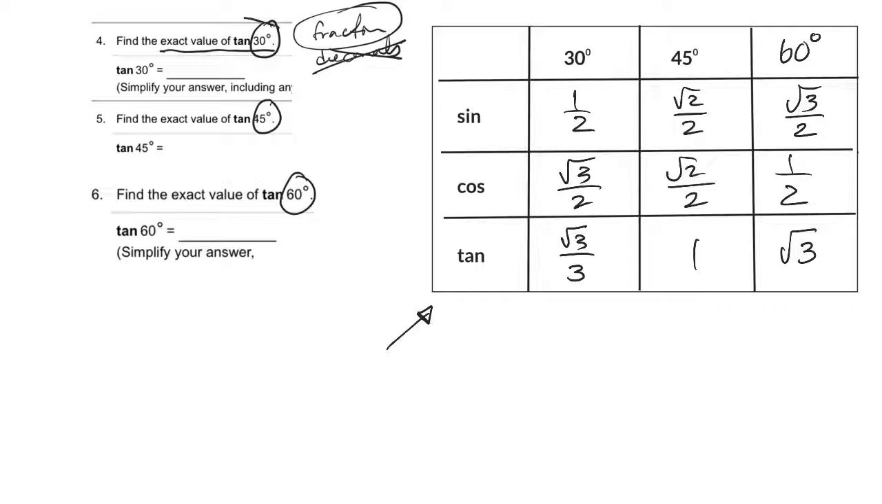So if they say, what's the tangent of 30, we just have to look up tangent 30. There it is right there, root 3 over 3. Tangent of 45, right there, 1. Tangent of 60, right there, root 3. Next questions. Okay, so it's just memorizing the table for those questions.